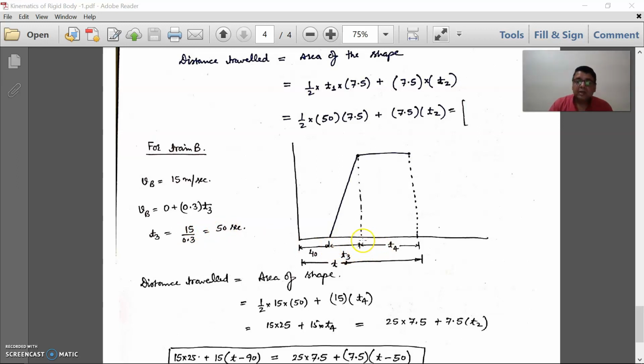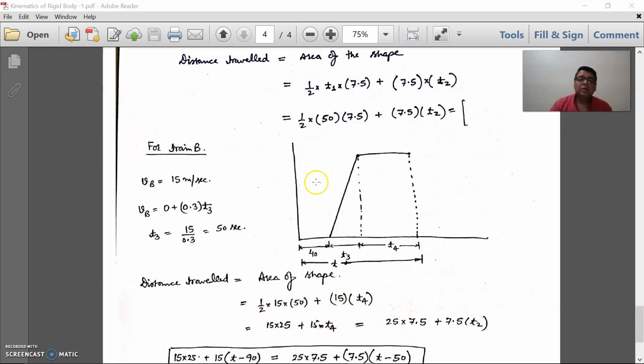Then the train was running with the speed of 15 meter per second for some duration. Let us say that duration was t4, but I know the total duration was t only. The total distance traveled is the area of the shape: half into 15 into 50 plus 15 into t4.